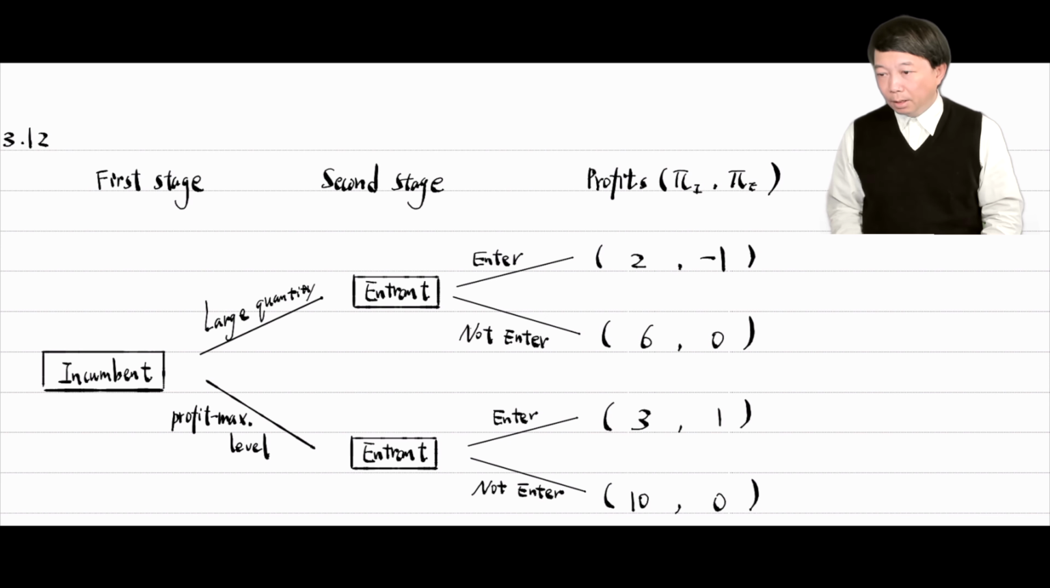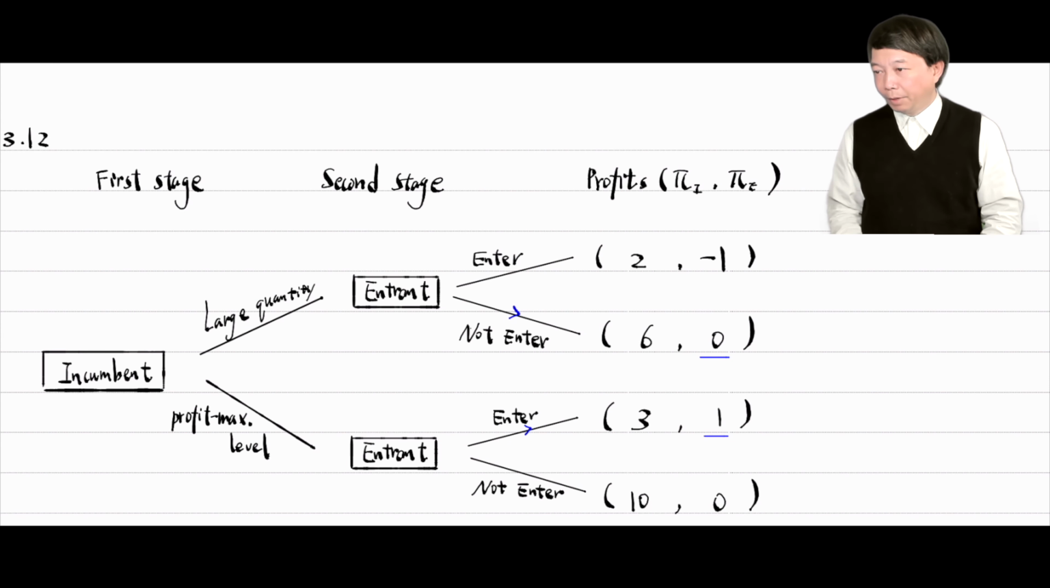Given that the incumbent produces a large quantity, the potential entrant gets -1 if it enters the market, but 0 if it does not. The potential entrant's best response is not to enter the market. We underline its profit 0 and add an arrow on the path. Given that the incumbent produces the profit maximizing quantity, the potential entrant's best response is to enter the market because it brings a higher profit. We underline its payoff of 1 and add an arrow on the path.